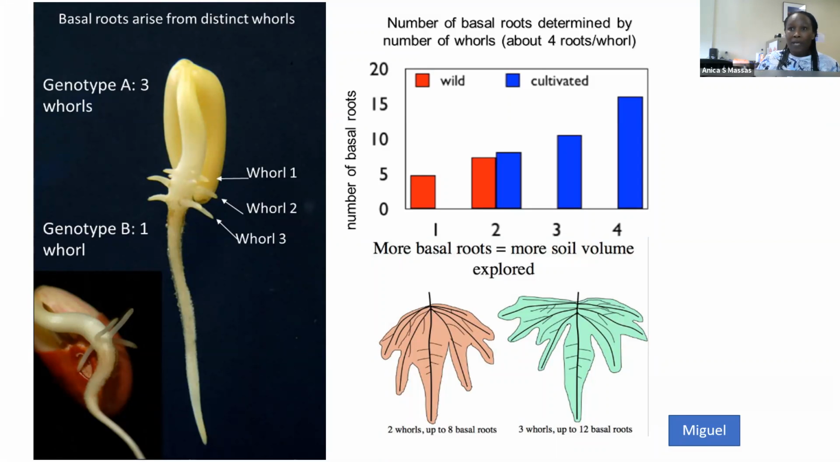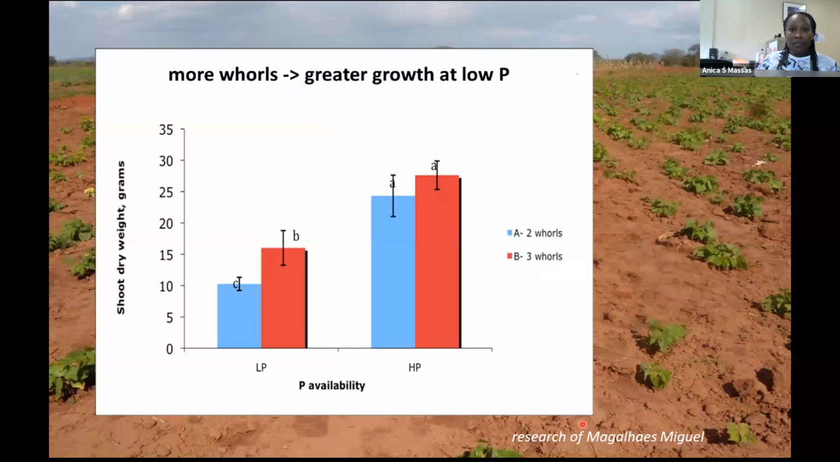In the same study on basal roots, Miguel, who was a PhD student in this lab, did a study about basal root whorl number. He compared basal root whorl number and showed the biomass. He found that the more whorls, the greater the biomass at low P.